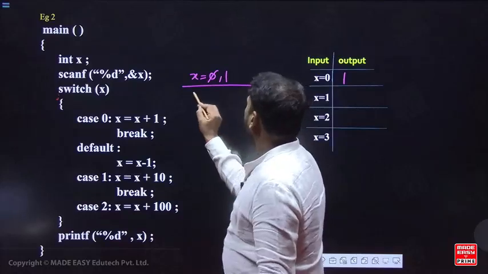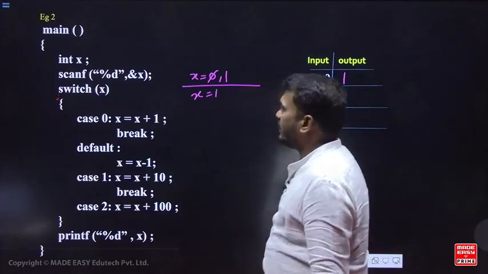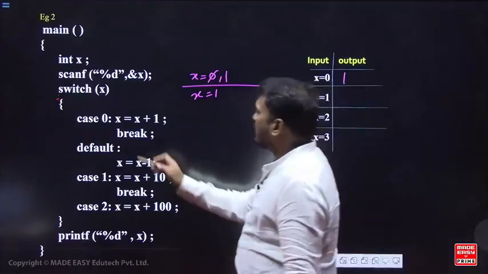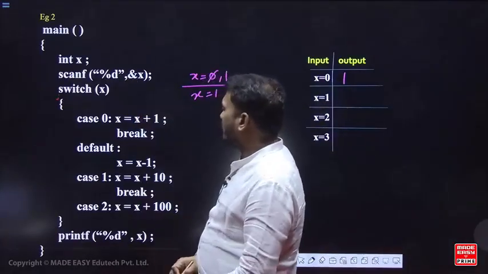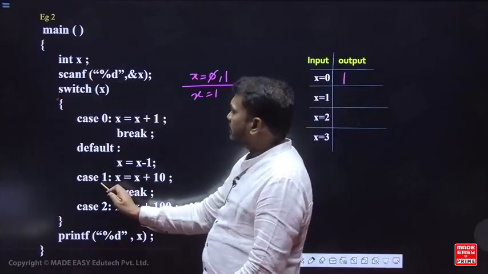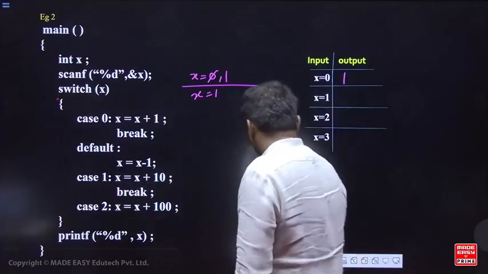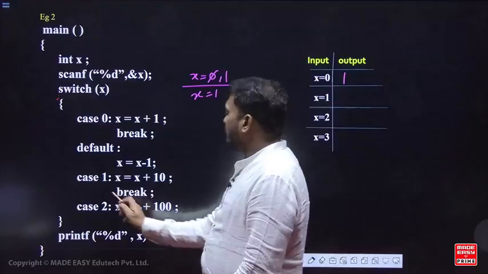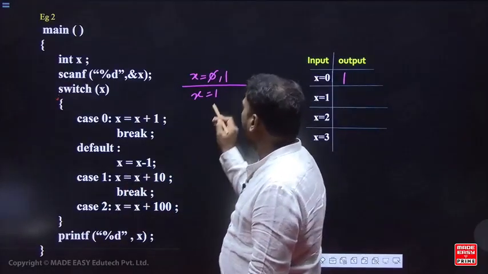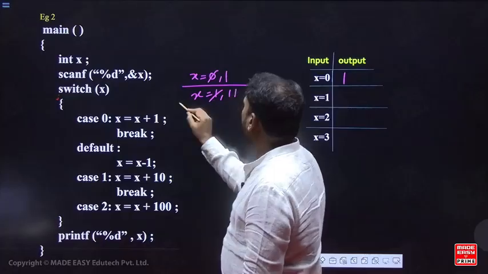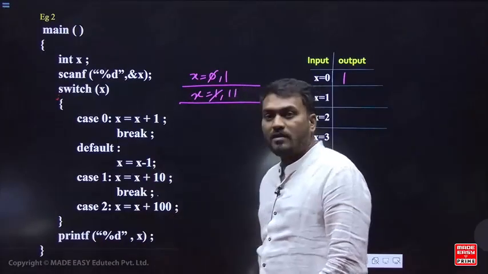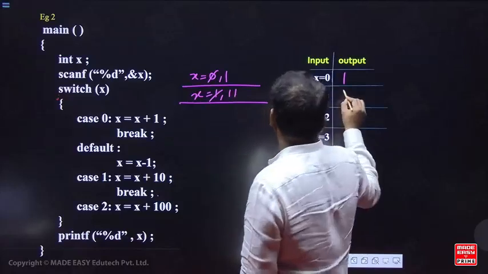Next, in case we give x equal to 1, listen carefully. If I give x equal to 1 as input in the scanf, is it matching with any case here? Yes, it is matching with case 1. So it will execute x = x + 10. So 1 plus 10, how much is that? 11. After that you have a break, so break means coming out of the switch case. So it will print 11.